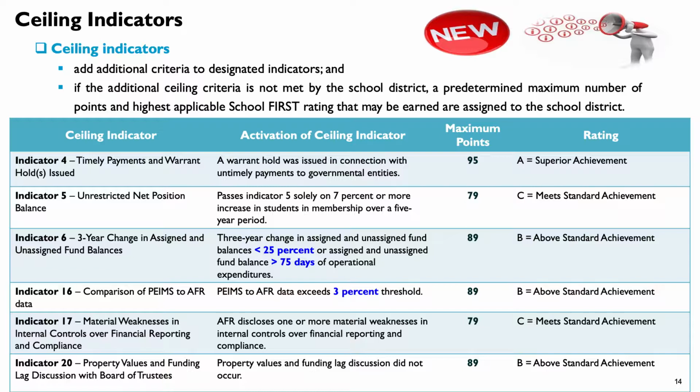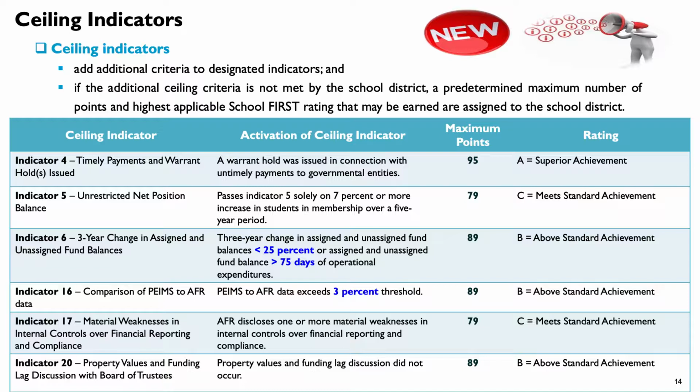For instance, if you had 100 points, but you failed ceiling indicator for number 6, you would go down to a B. And for some of you, that is catastrophic because everybody wants an A. I know everyone wants an A. Katy ISD last year had a 98, and they just wanted their extra 2 points. And they wanted to appeal. So I know how important it is for you to get an A, which is fine. But if you don't pass those ceiling indicators, you could go from an A all the way down to a C. So let's just dive into this.